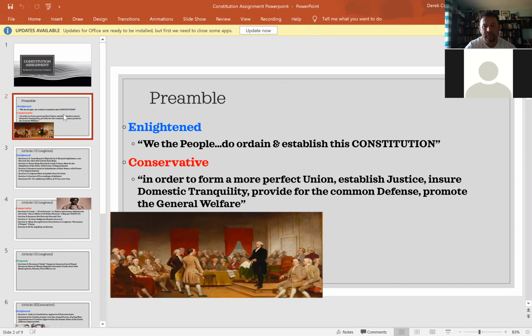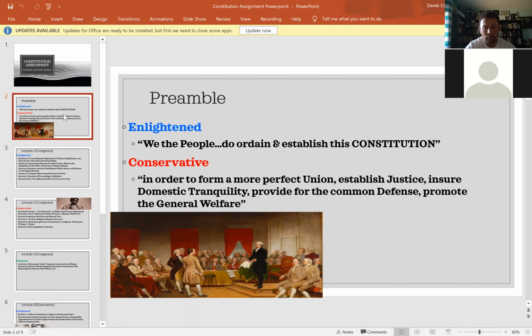But notice the aims that they had in going away from a decentralized democratic confederation to a more centralized federal republic. It says, in order to form a more perfect union, establish justice, ensure domestic tranquility, provide for the common defense, and for the general welfare. All of those to me are conservative aims, right? And then finally at the end, it says, and to secure the blessings of liberty, which is an enlightened reason for having the government, right? But most of the reasons that they give, with the exception of the very last one, are arguably conservative.